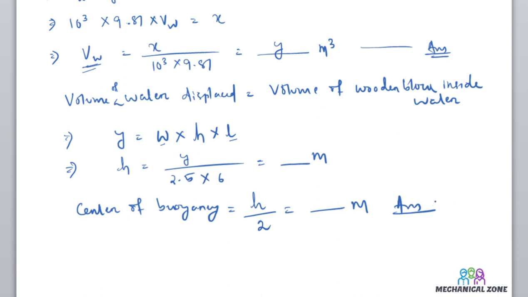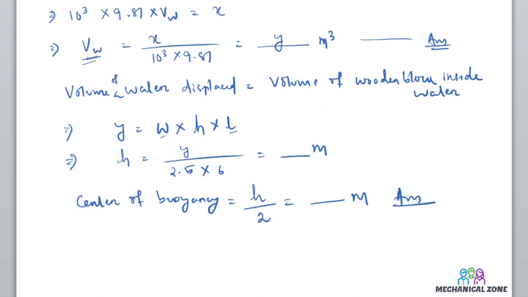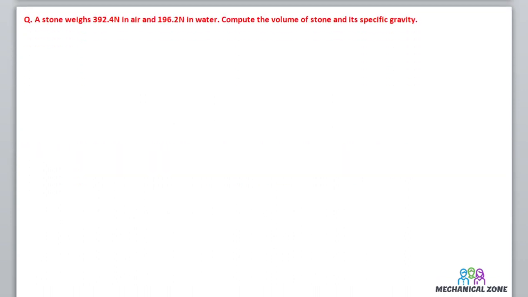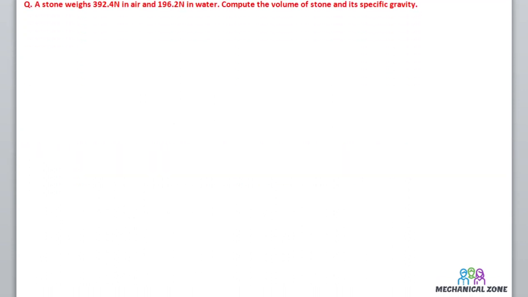After that, we will solve another numerical problem, which is on the principle of Archimedes, or we can say Archimedes principle. Let us read the question. A stone weighs 392.4 Newton in air and 196.2 Newton in water. Compute the volume of the stone and its specific gravity. You need to calculate the volume of the stone and specific gravity.